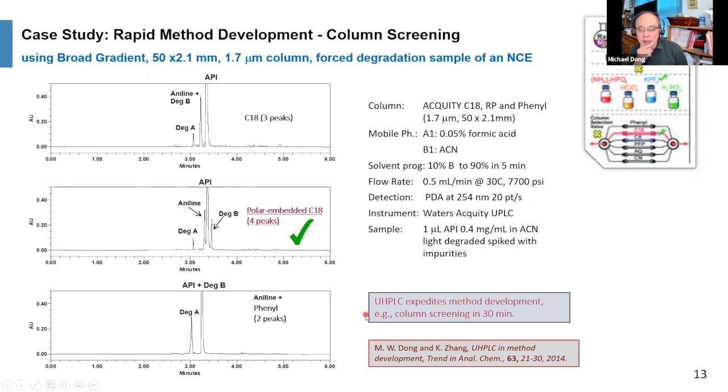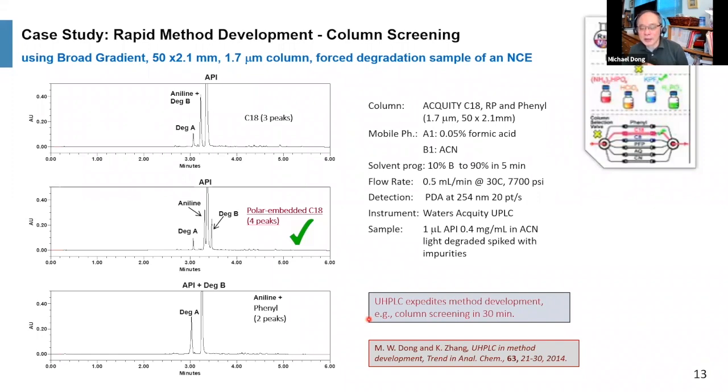Okay, so UHPLC expedites method development. Definitely if you have a UHPLC system coupled with a UHPLC column, it is really good. It makes you much more powerful and efficient.